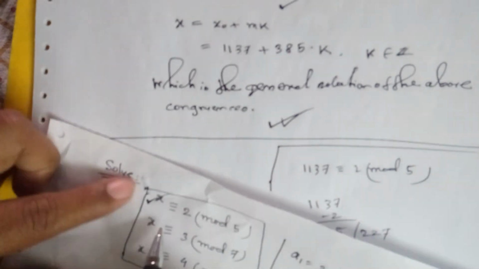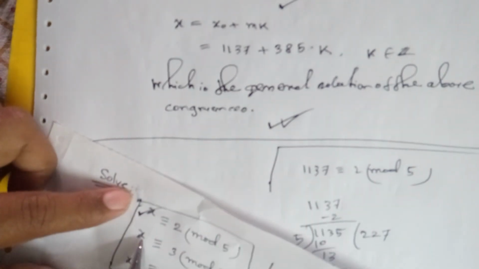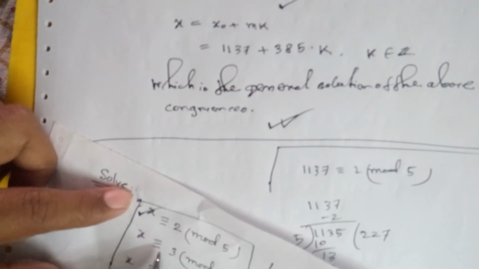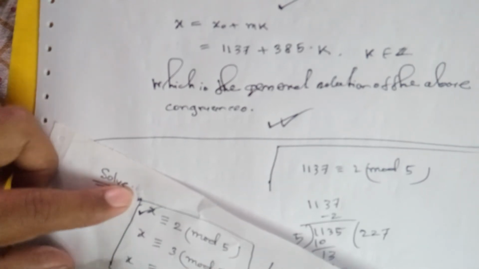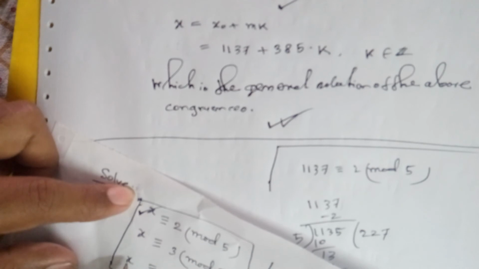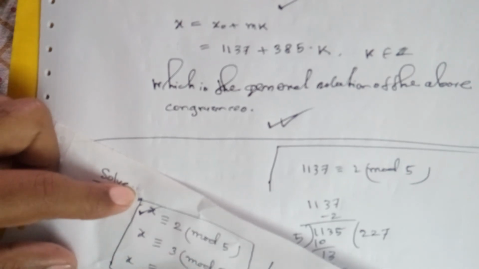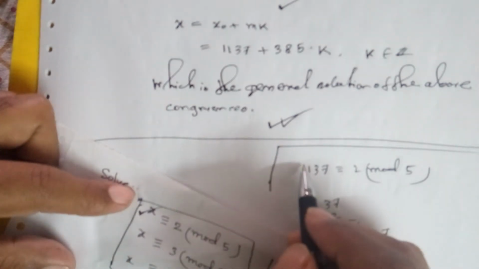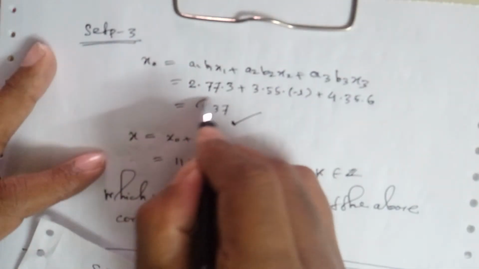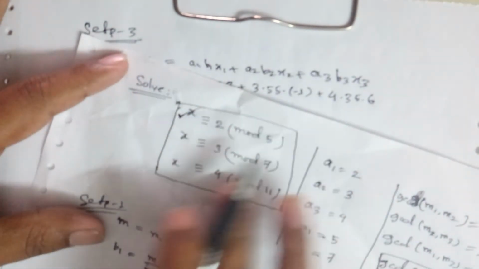Again, similarly, 1137 minus 3 is also divisible by 7. Please verify. And 1137 minus 4 is also divisible by 11. That means this is the common solution of the given linear congruences.